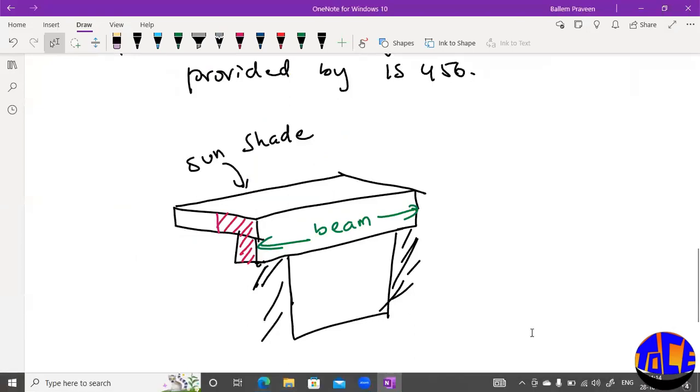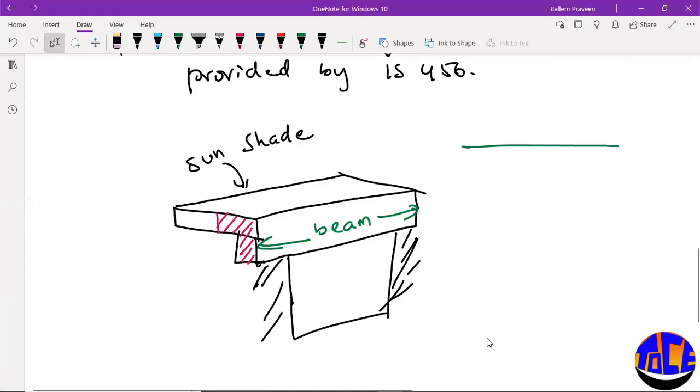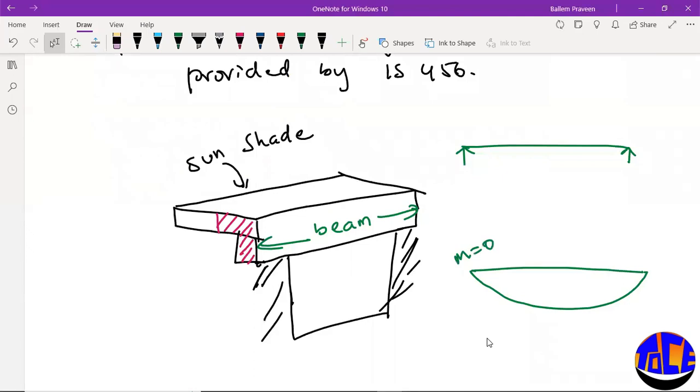Suppose you consider a simply supported beam with UDL. How will the bending moment be? The bending moment will be something like this. This is your support. At the support the bending moment is 0, and at the other support the bending moment is also 0. So the distance between these zero moments is your L0.